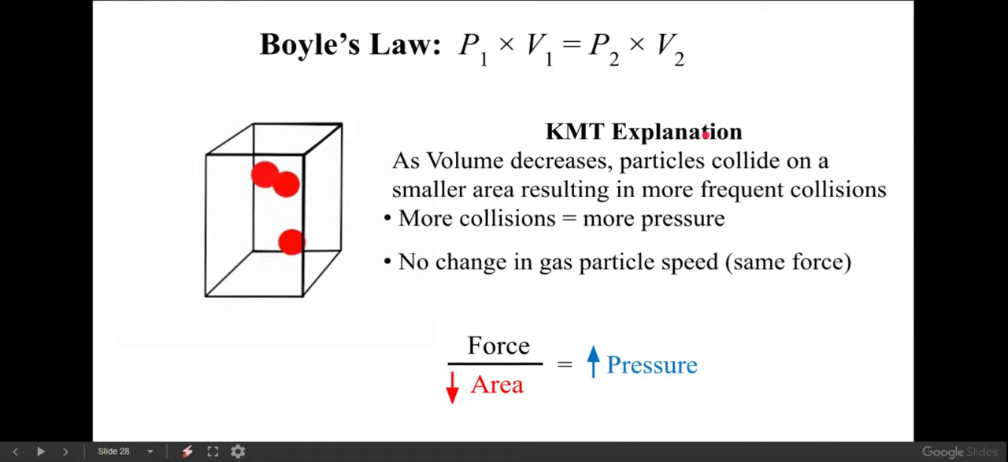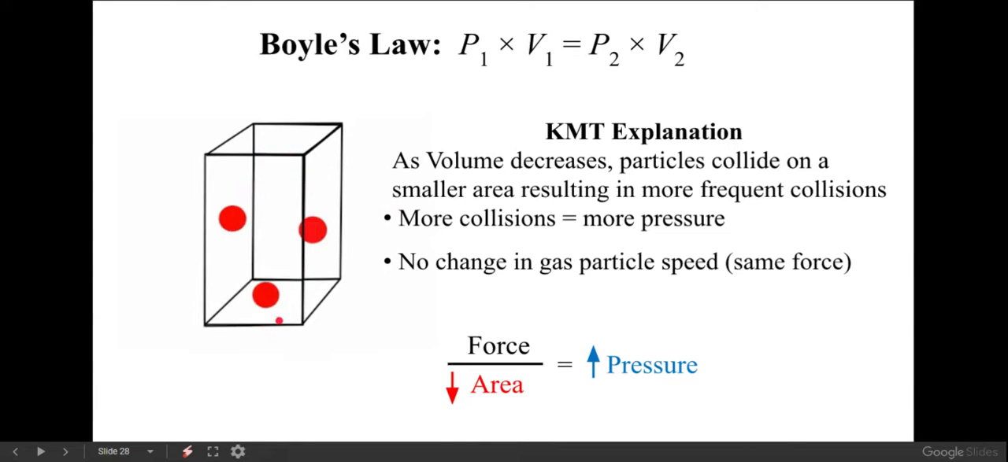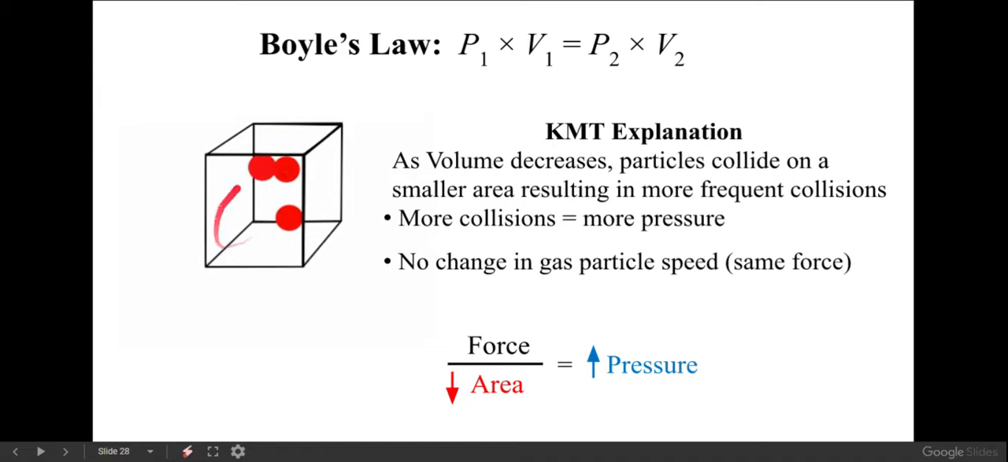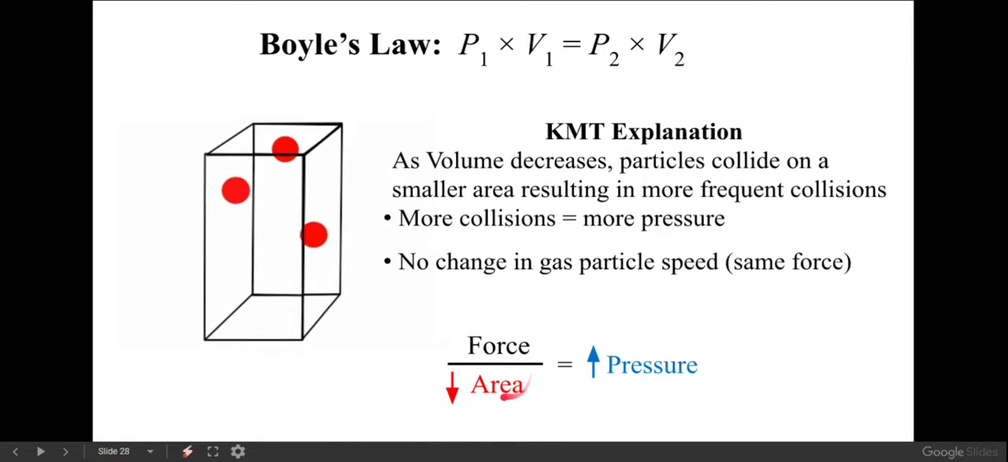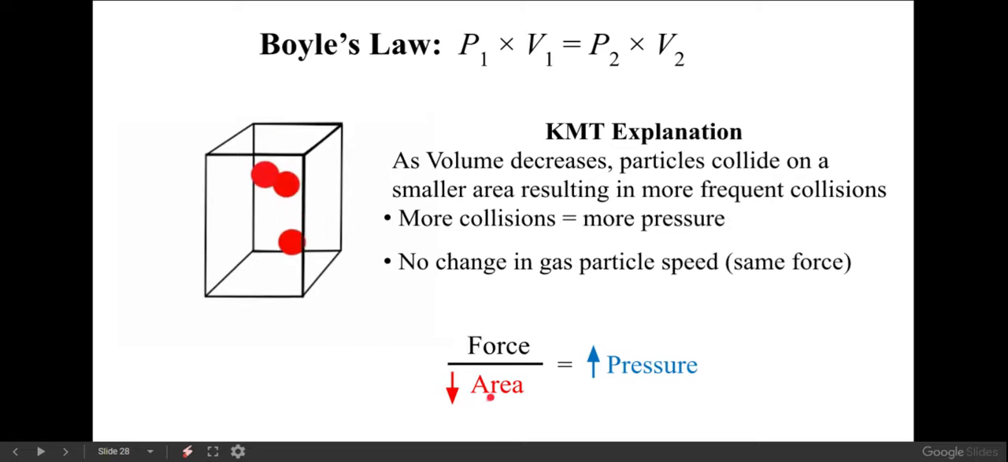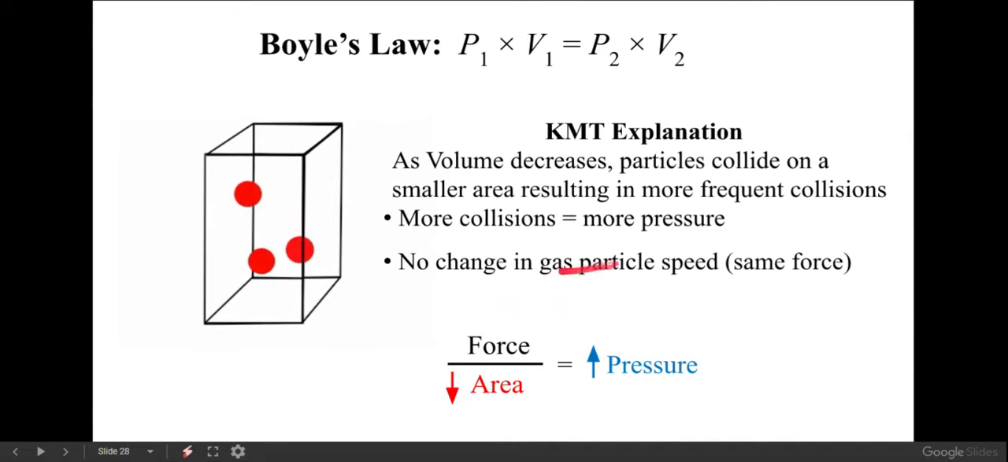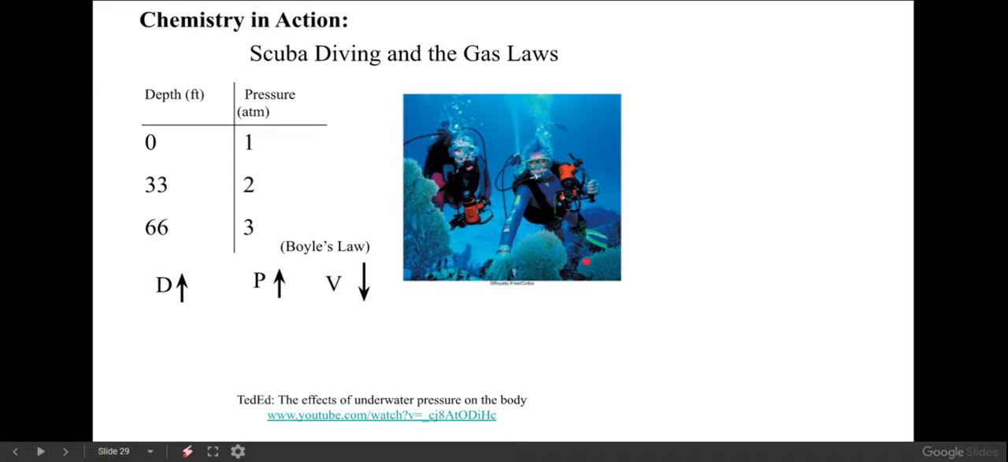Now, we can go back and look at the kinetic molecular theory to explain it. So we're seeing that as the volume gets smaller, it's not that the particles are moving faster, but with a smaller area, they're able to collide more frequently. And anytime there's more collisions, that equates to more pressure. So going back to this equation, pressure is force over area. Again, if you decrease the area, that is, decrease the volume, it's going to make the pressure go up. But the particles are not changing speed.